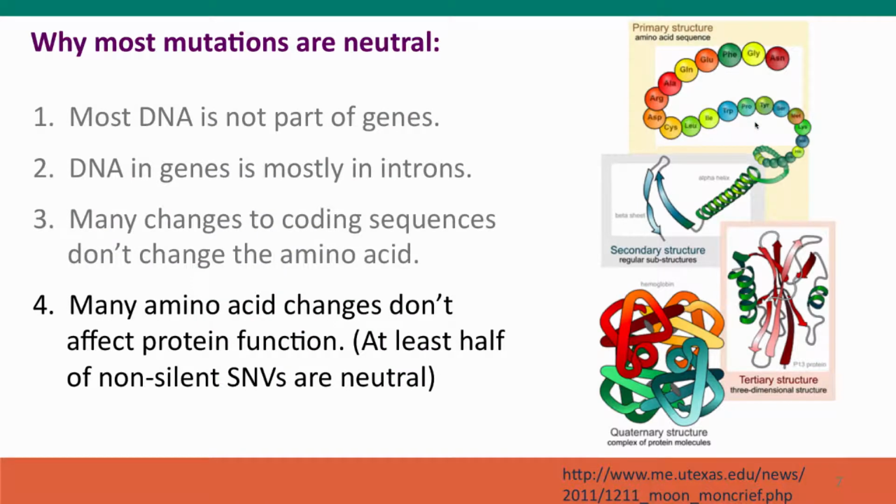So that's one way that changes to coding sequences don't change function because many of them don't change the amino acid at all. The other way is that amino acids may be changed by a mutation, but this may not change the protein's function. This is seen when populations are examined. It's thought that at least half of the non-silent differences in DNA sequence between different people are actually functionally neutral. They don't change protein function.